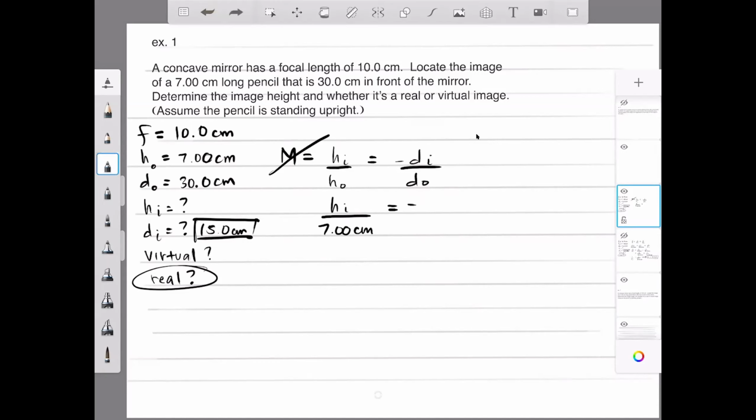Actually, I don't need that parentheses. So negative 15 centimeters over 30. Now this is going to reduce to 1/2, right? So we're going to end up with negative 7.0 over 2, which is, of course, negative 3.5 centimeters.